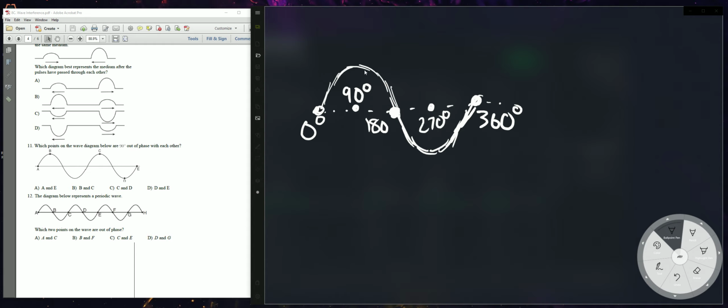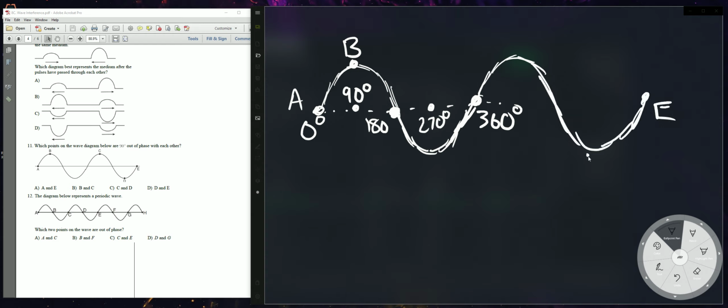And so they want to know which 2 points are 90 degrees out of phase with each other. You can draw this to help yourself. That's E, this is D, and this is C. So again, this is 0, this is 90, this is 180, this is 270, and this is 360.